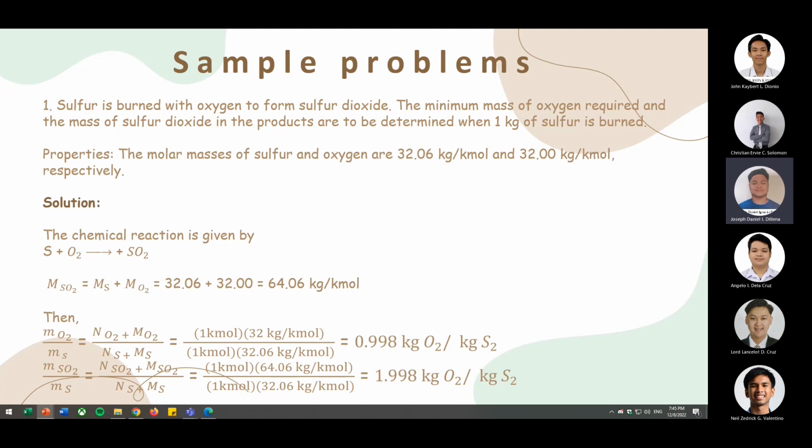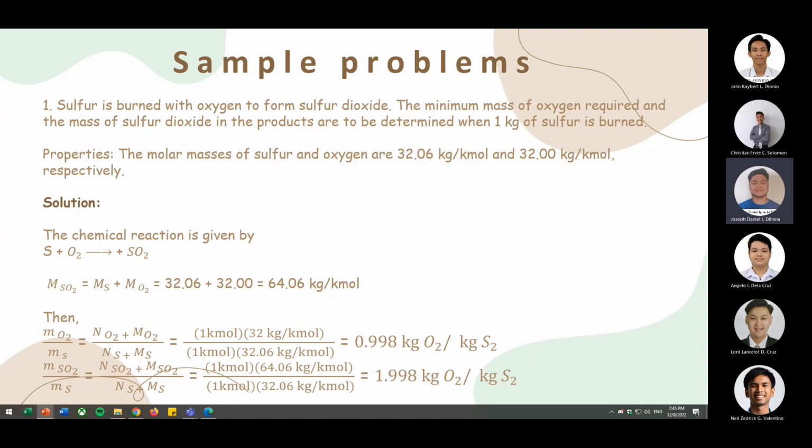The mass of oxygen divided by the mass of sulfur is equal to the given mass of oxygen times the molecular weight of oxygen, divided by the given mass of sulfur times the molecular weight of sulfur. That is 1 kilomole times 32 kilogram per kilomole divided by 1 kilomole times 32.06 kilogram per kilomole, which will give us 0.998 kilogram O2 per kilogram S, which is oxygen and sulfur.